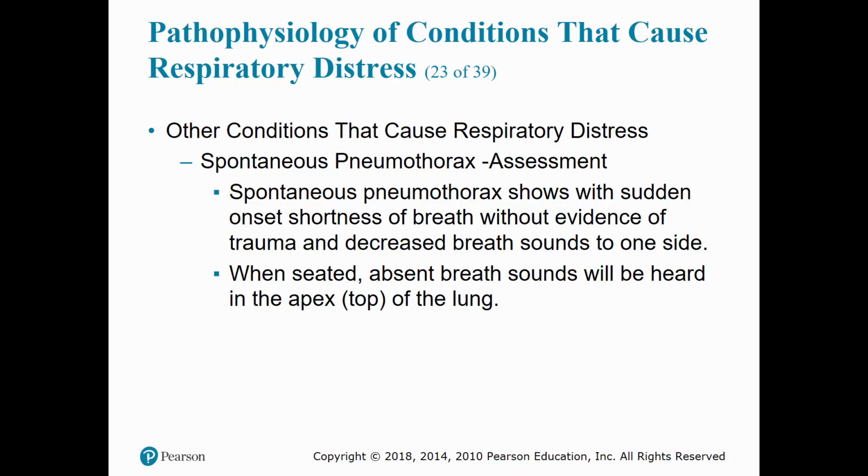You'll also have the patient in the late signs. You'll also see cyanosis, O2 sat less than 94% as well.